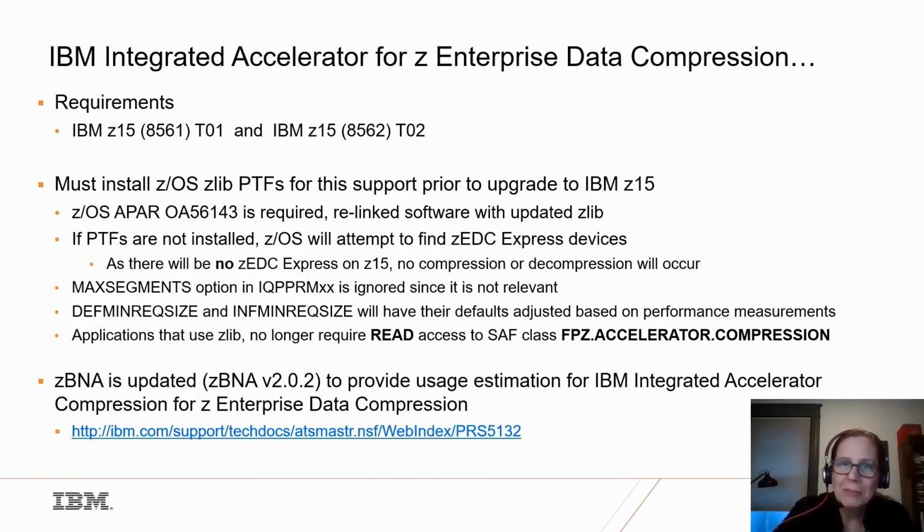If you don't have the PTFs on, if it's on a z15, it thinks it's going to go looking out for the old zEDC Express devices, and it's not going to be able to find them. So you're going to need those PTFs on, and those have been marked as required. I would encourage you to use the zBNA tool, which is provided at the website here, and this will provide some estimates of the value that you would get from using this acceleration for compression.